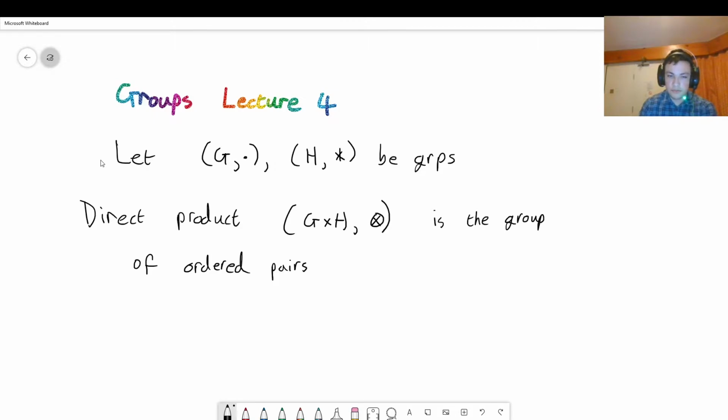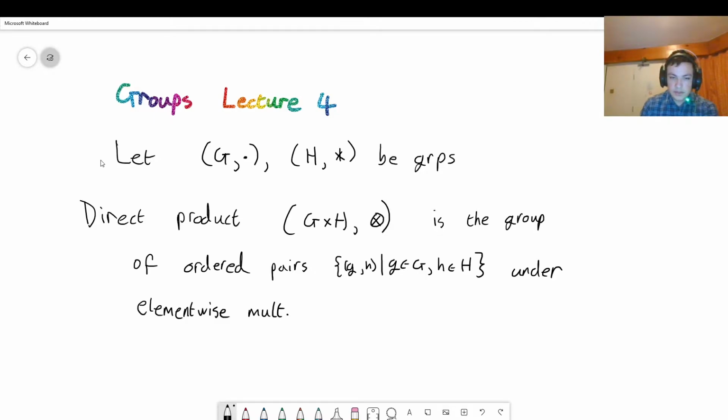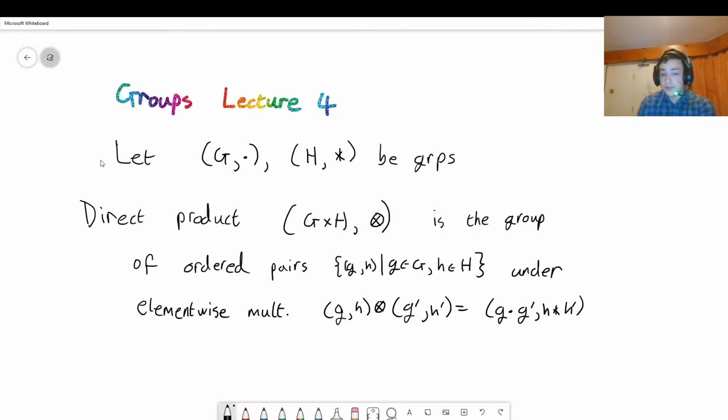so we're just taking the Cartesian product of the two underlying sets, (g, h) where g in G, h in H, under element-wise or component-wise multiplication. And so (g, h) with (g', h') is going to be defined as (g · g', h ⋆ h'). Okay, so this is a group that inherits its associativity from G and H being groups.